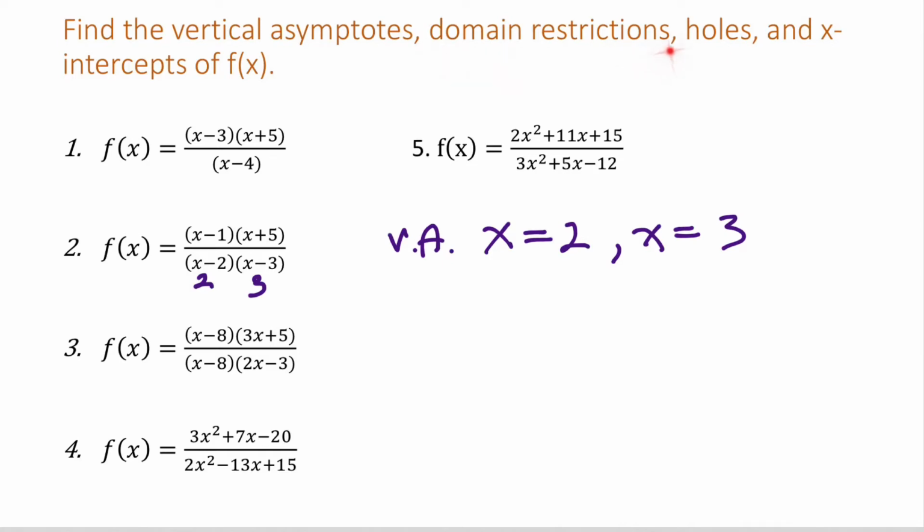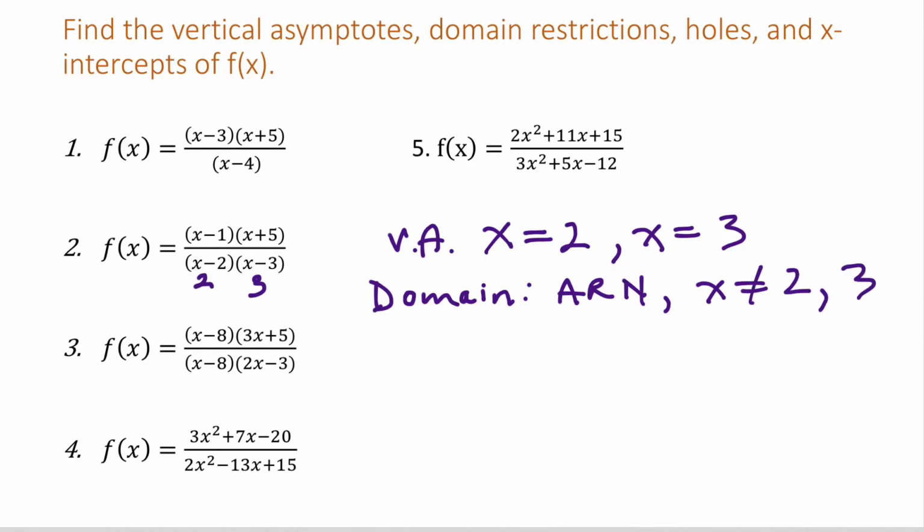Now for the domain. So we have domain restrictions for 2 and 3. X cannot be 2 and x cannot be 3. So the domain is all real numbers except x cannot be 2 or 3. Next, we'll look for the holes. So we want to see if there's any matching factors, top and bottom. So this is a no, no, no. So there's no holes in number 2.